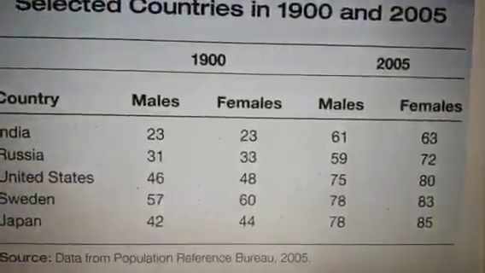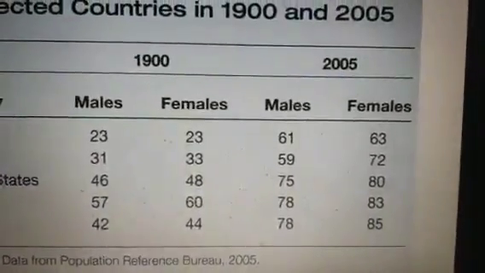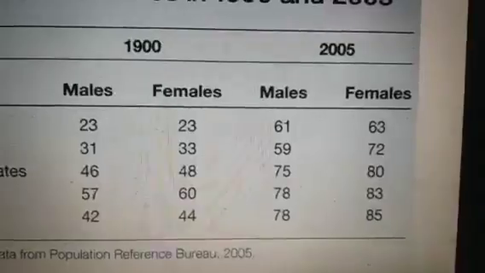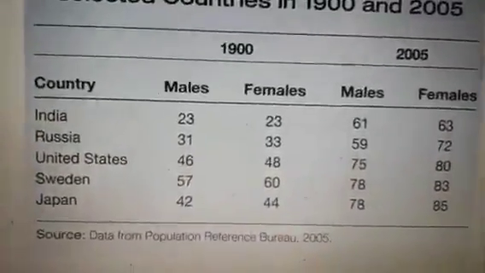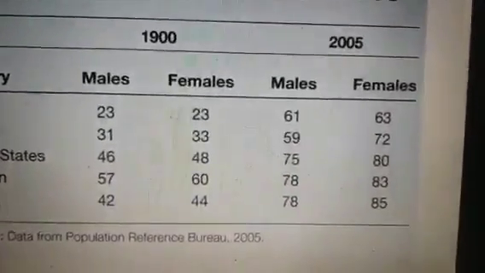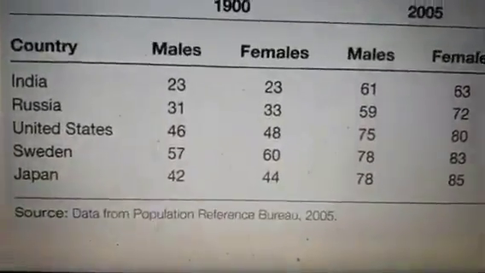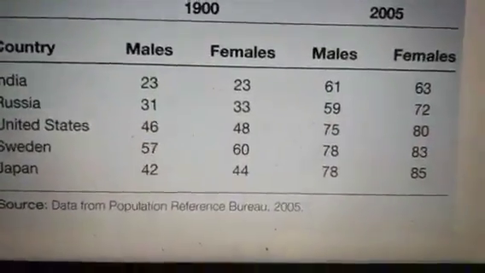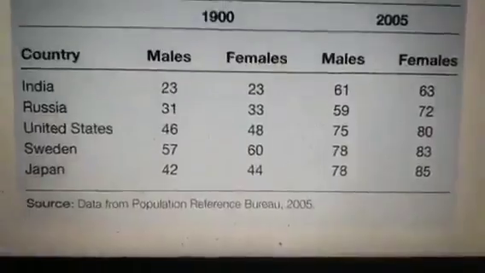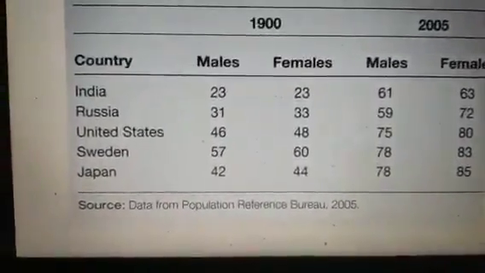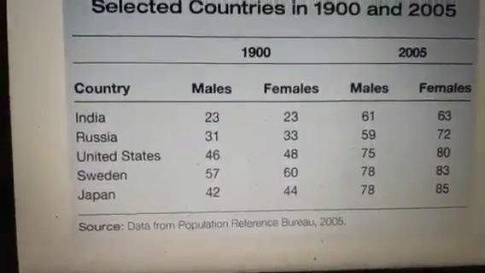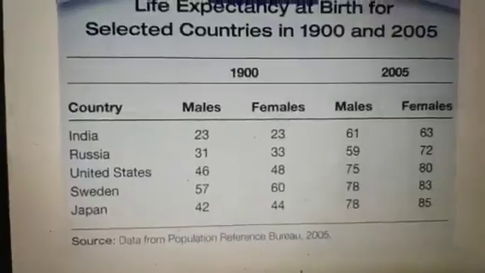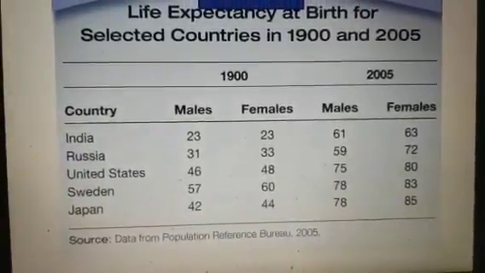Okay, so this is life expectancy at birth in India. In 1900, it was 23 for males and 23 for females, and by 2005 it increased to 61 and 63. In Russia, 31 and 33 increased to 59 and 72. In the United States, 46 and 48 increased drastically to 75 and 80. Life expectancy is higher. That means development is taking place more rapidly in America and European countries than in Asia and Russia.